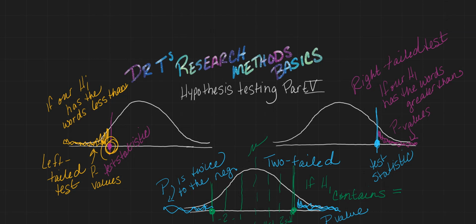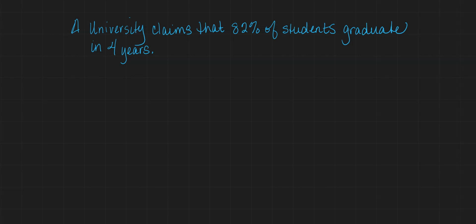All right, let's work through a few examples, and we'll practice just a little bit here. Okay, so let's say a university claims that 82% of its students graduate in 4 years. All right, well, our null hypothesis then, remember the null hypothesis always has the equality, is that the proportion of students is 0.82. Our alternative hypothesis is that the proportion is something else. It's not equal to 0.82.